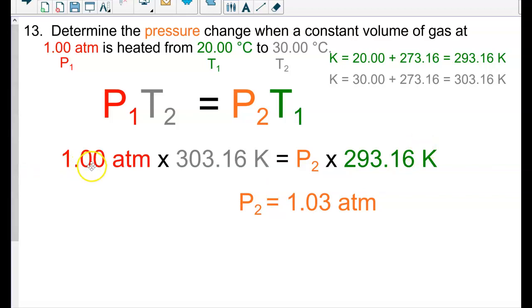So therefore, I can say that these two numbers are together. My unknown's on the other side. There's no unknowns on the left side, so I'm going to multiply that side, hit equals, and then divide this over to get P2 by itself. When I do that, I get 1.03 atm.